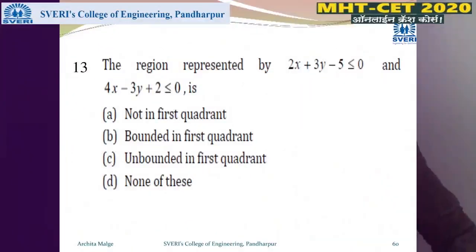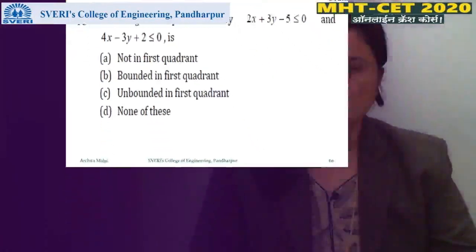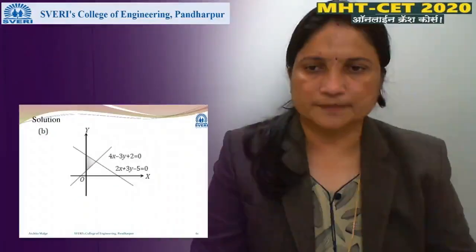The region represented by 2x plus 3y minus 5 is less than or equal to 0, look at this, and second is 4x minus 3y plus 2 is less than or equal to 0, is: not in first quadrant, bounded in first quadrant, unbounded in first quadrant, and last option will be none of these. So let us go to the solution.